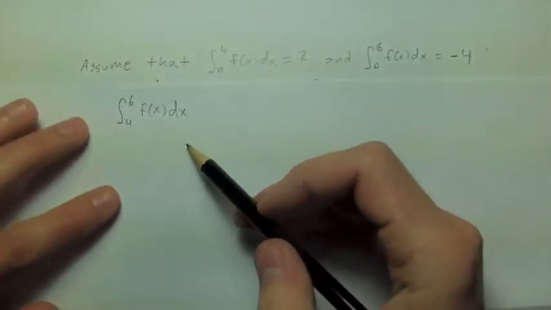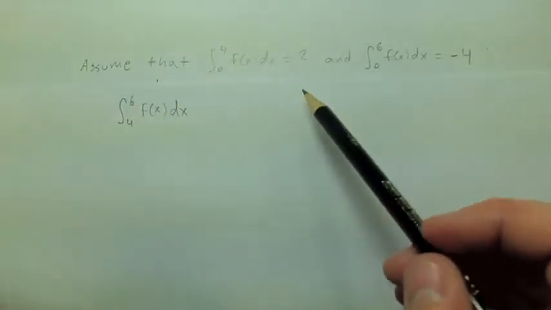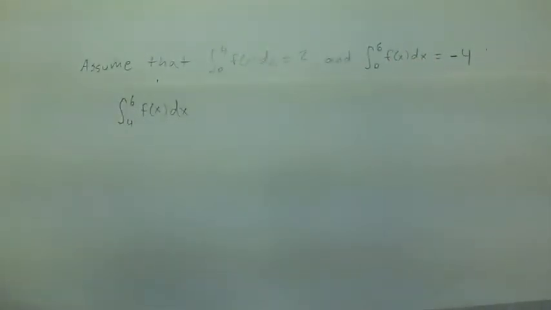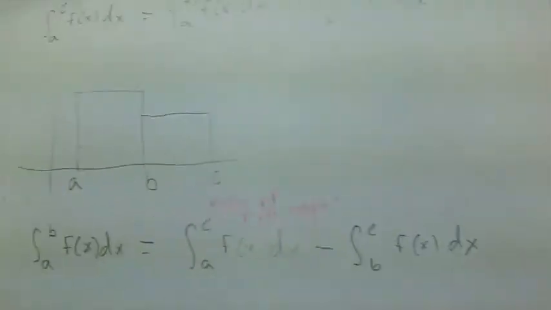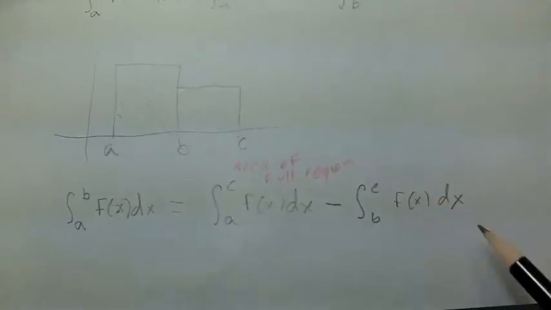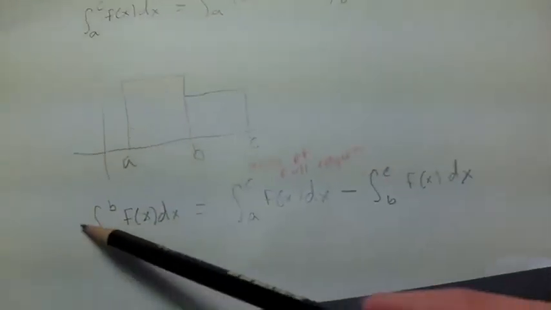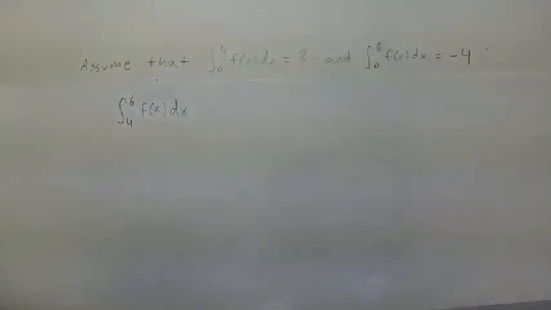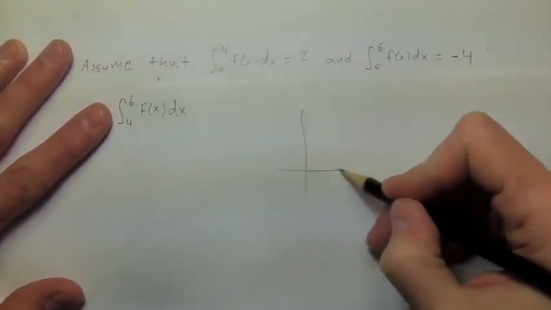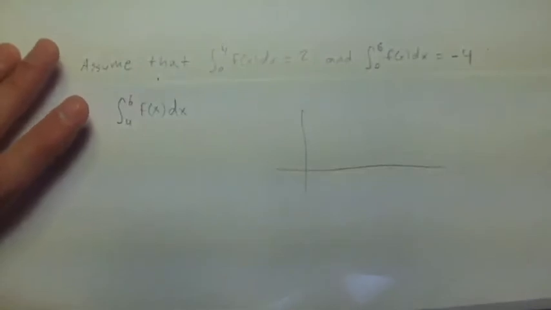Okay, so if I want to find the integral from 4 to 6, and I have the integral from 0 to 4 and from 0 to 6, here's what we're going to do. We're going to use that property that we mentioned before, basically this one. But I don't think this really means much to students when they're first learning this. What we're essentially going to do is we have some sort of integral thing going on.